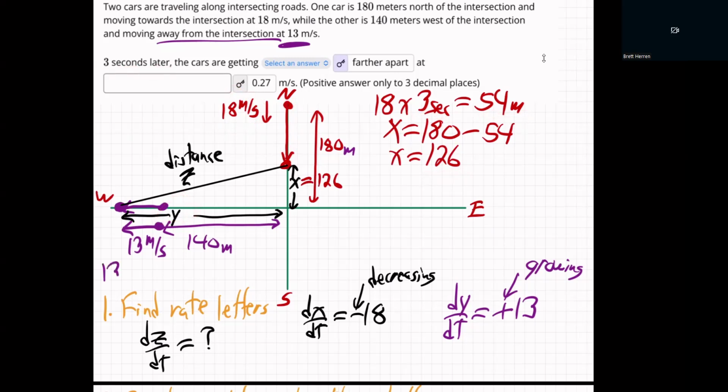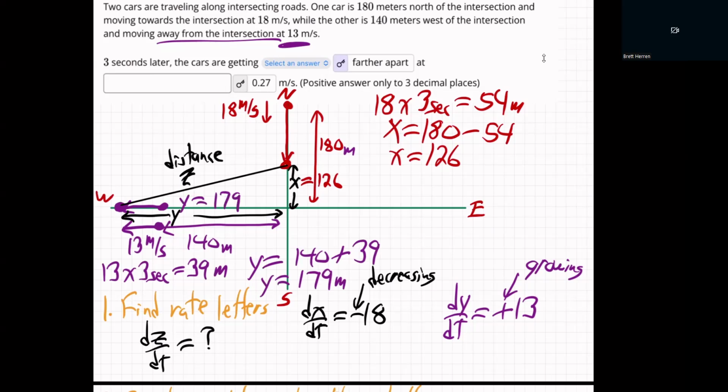Y is going 13 meters per second times 3 seconds, which is 39 meters. So then y is going to equal the 140 plus the 39. So y is going to be 179 meters. Y right here must be 179 meters away. Does that make sense? Because y started out 140 meters away, and it's going away, adding 13 meters every second. So it does that for 3 seconds. It's 39 meters added to the 140. Now it's 179 meters away.